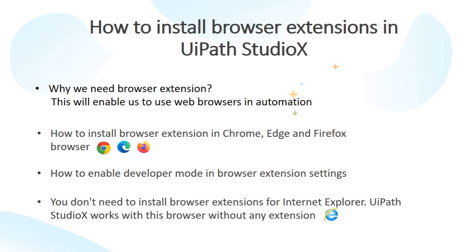While working with UI automation, you need to interact with the web browsers. For that, you need to install these browser extensions in the browsers. We'll see the browser extensions for Chrome, Edge and Firefox. We'll see what a developer mode is and how to enable it. And also we'll see that while working with Internet Explorer, you do not need to install the browser extensions because UiPath Studio by default works with Internet Explorer.